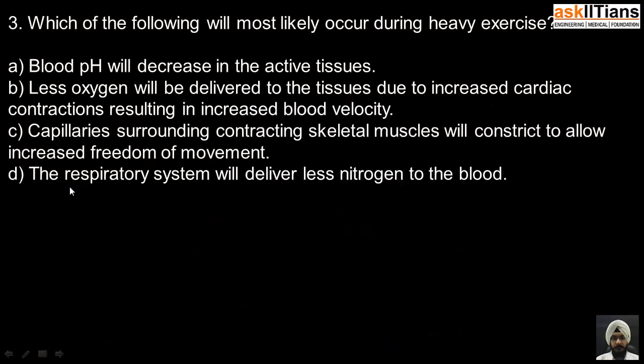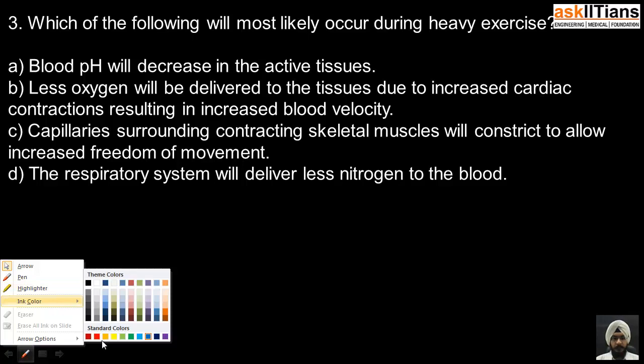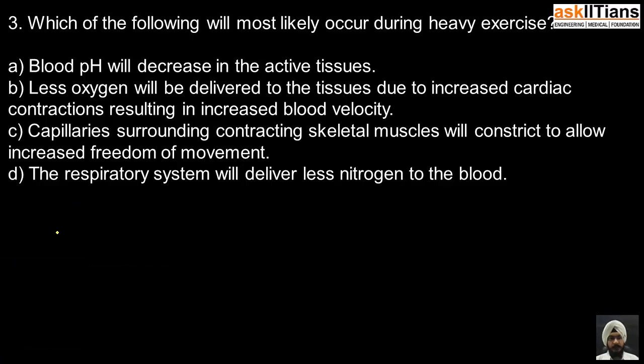Let's go to the next question. The next question says, which of the following will most likely occur during heavy exercise? Let's go to the options first. It says blood pH will decrease in the active tissues. Less oxygen will be delivered to the tissues due to increased cardiac contractions, resulting in increased blood velocity. Then the next option says capillaries surrounding contracting skeletal muscle will constrict to allow increased freedom of movement. And the last says the respiratory system will deliver less nitrogen to the blood. So let's see what happens during heavy exercise.